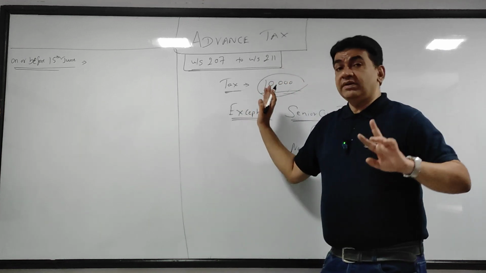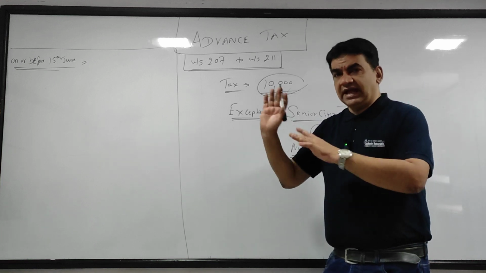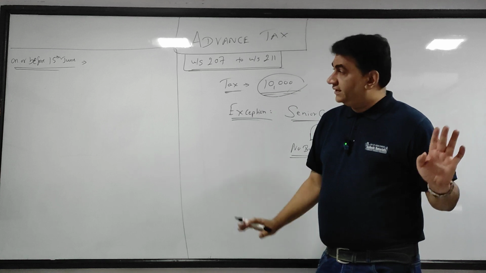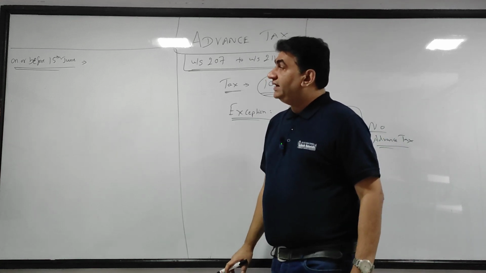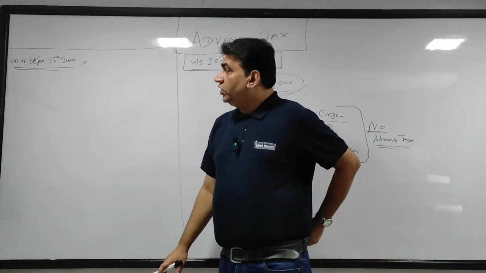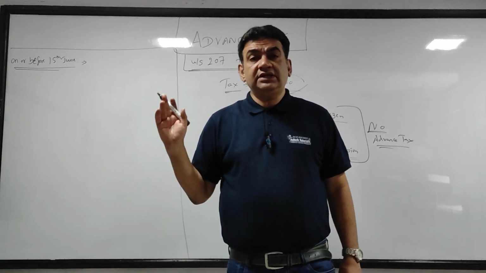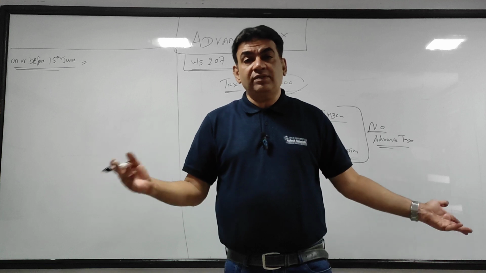Now ये 10,000 may be exception. वो exception I'll come to that when I come to the relevant sum. But right now just understand the basic. My first installment has to be paid on or before 15 June. Yeah, that means latest तुम्हें 15 जून तक पे करना है. उसके पहले पे करना है तुम्हारी मर्जी.